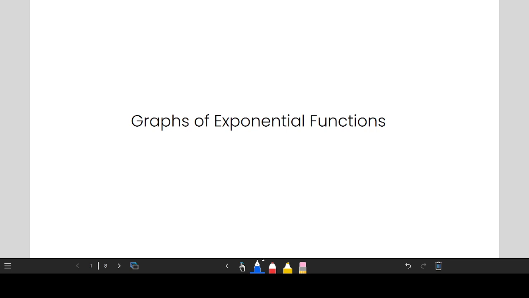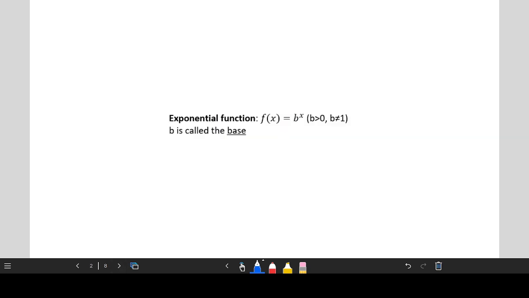In this video, we're going to discuss exponential functions and what their graphs look like. So an exponential function is a function that looks like this. This is different than any other function we've dealt with because now the variable is in the exponent. So we've seen things where x is the base and we have a number as the exponent. Now it's reversed. So the base is a number and the variable is in the exponent.